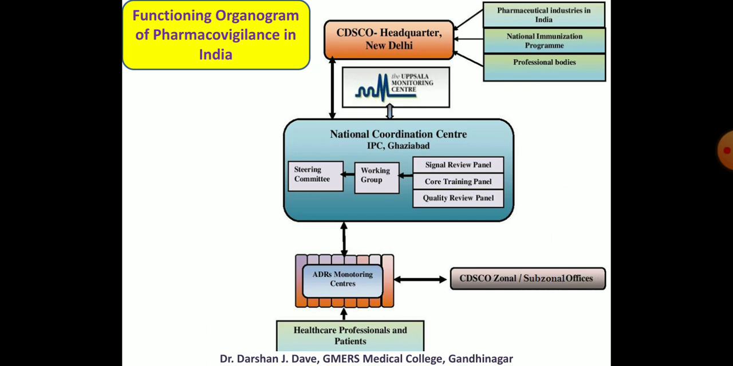The National Coordinating Center communicates to the CDSCO, the Central Drug Standard Control Organization in New Delhi, which will come to some regulatory measures, and the CDSCO will inform the National Coordinating Center. CDSCO also directly consults with the pharmaceutical industries, various professional bodies and immunization programs. So this is the functioning organogram of the Pharmacovigilance Program in India.